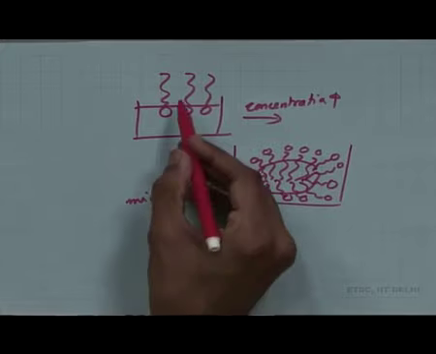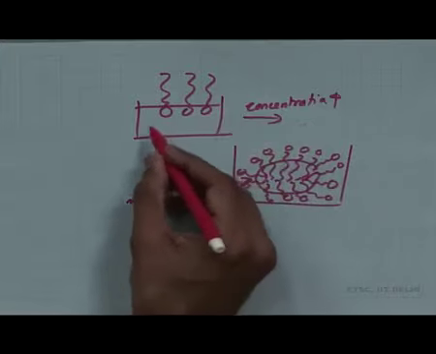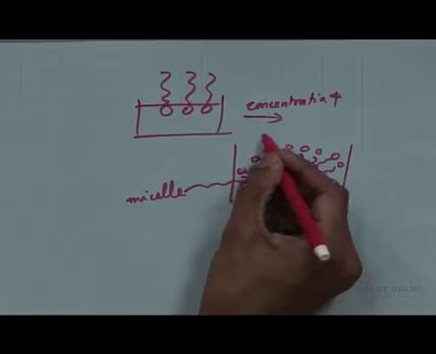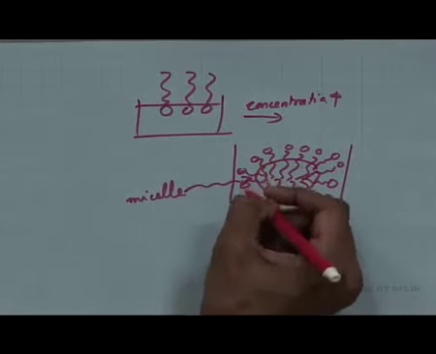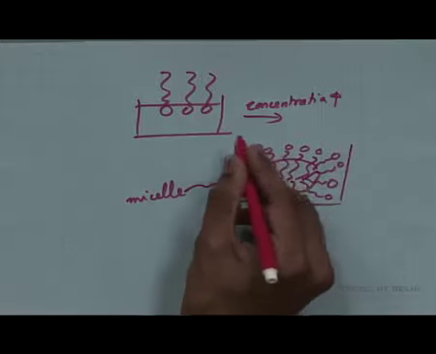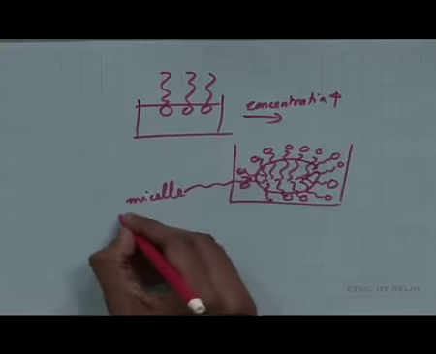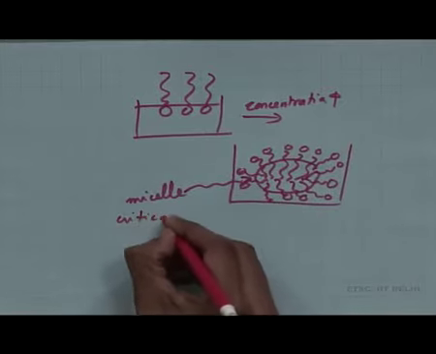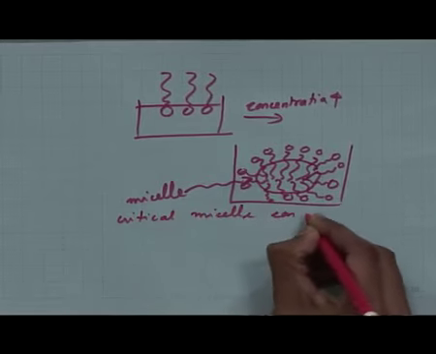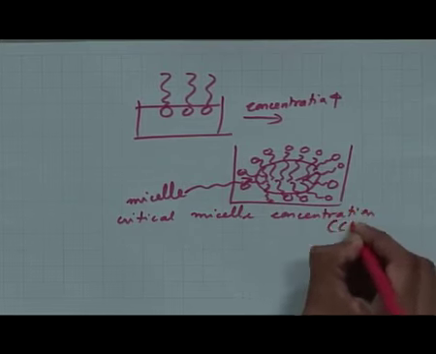So, as you increase the concentration of the surfactant, a point is reached when the surfactant forms micelles, and the concentration at which this happens, or the range of concentration at which this happens, is called the critical micelle concentration, or CMC for short.